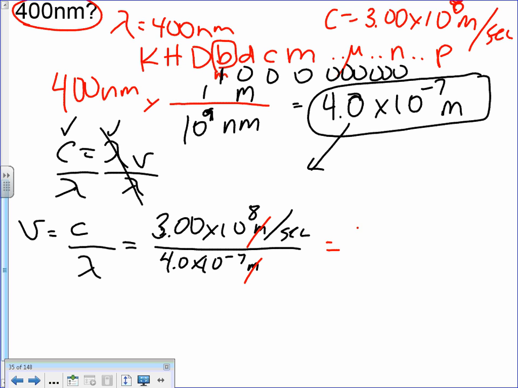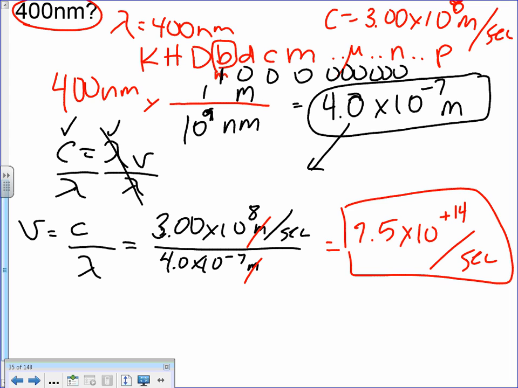So this is 7.5 times 10 to the negative, no, the positive. You guys hopefully are calculating this for me. I'm doing this in my head. 14, positive 14, per second. Okay, so that is how fast this thing is traveling. And you can record this as per second, or seconds to the negative 1, or hertz. Not hard, one equation. One down, one to go.